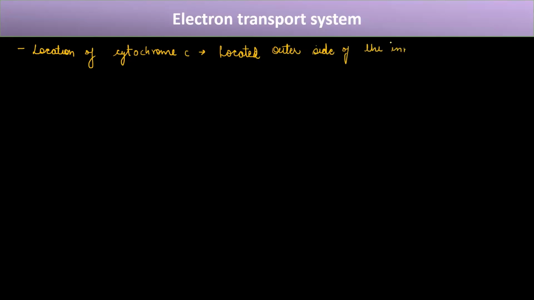So the first important part is the location of cytochrome C. So what is the location of cytochrome C? It is located on the outer side of the inner membrane. Okay, so this is the location of cytochrome C.